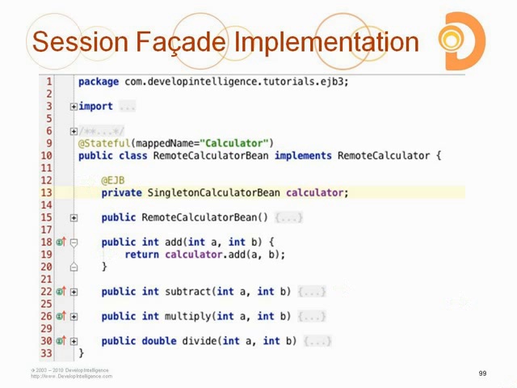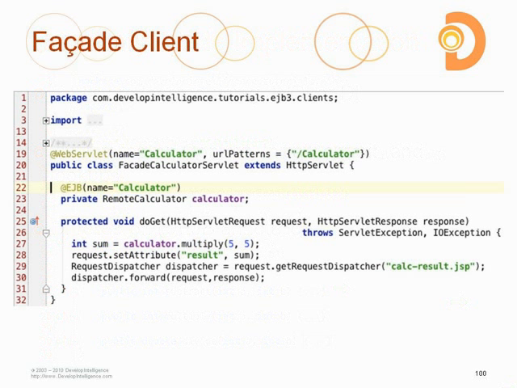From a client perspective, the example here with this client, you'll notice that we're using an attribute of the EJB annotation. In this particular example, instead of just saying, hey, give me the remote calculator, we're saying, give me the remote calculator that's called calculator. So the name calculator that we specify is used as the key in our lookup.